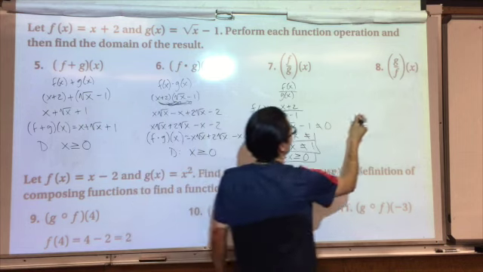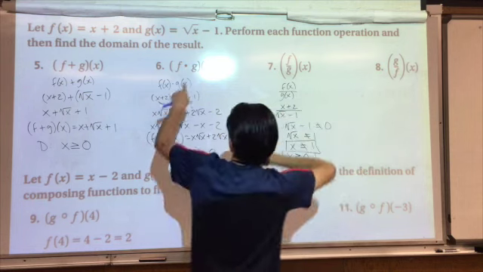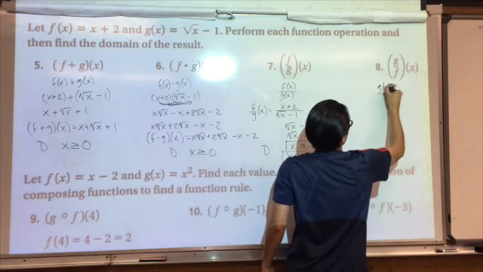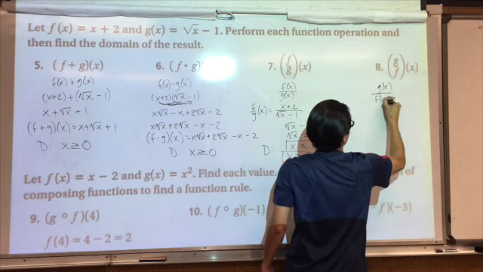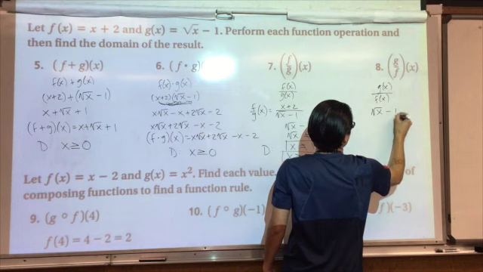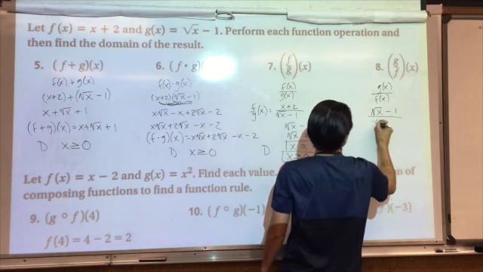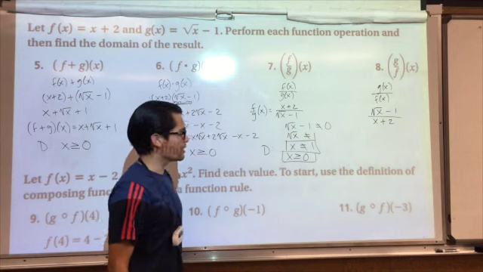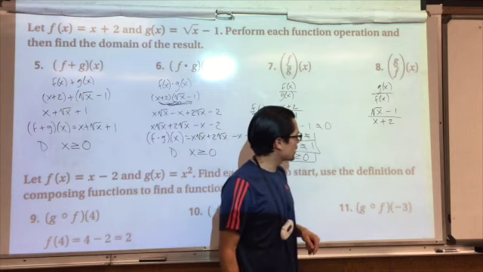And finally, number 8, g over f. This one over that one, right? g of x over f of x. g is radical x minus 1. f is x plus 2. And that's it. You can't do much else. Nothing cancels here. Don't try to cancel anything.